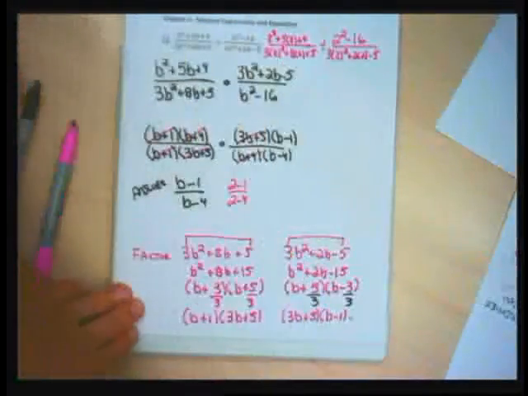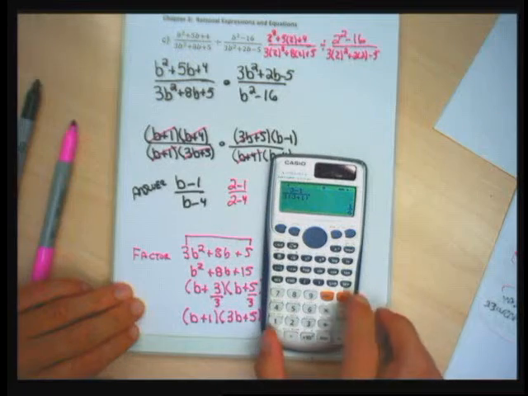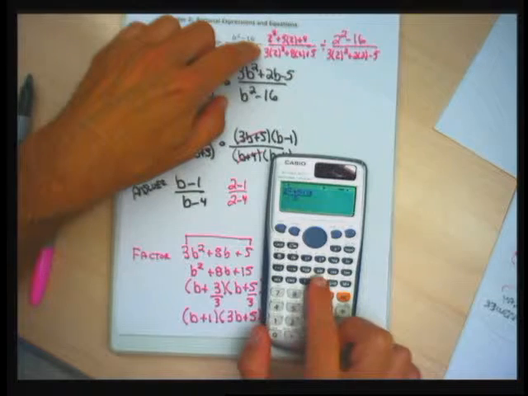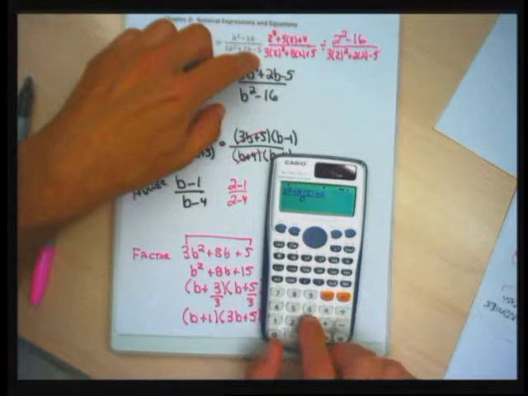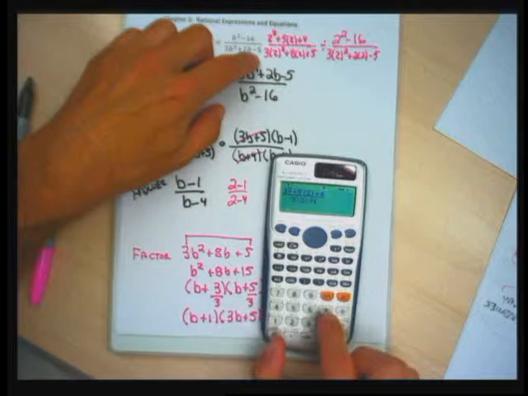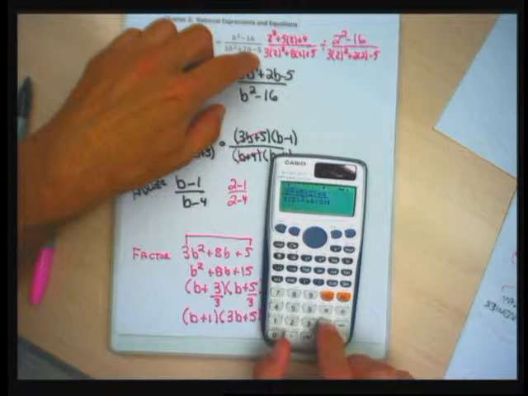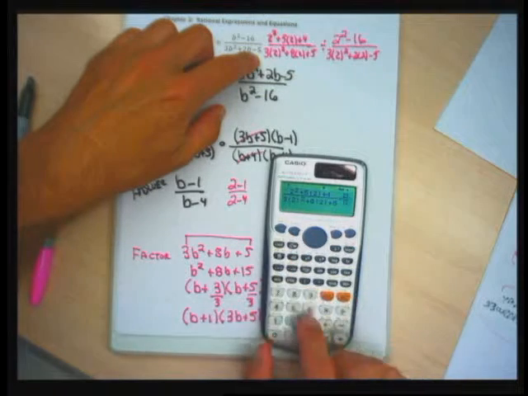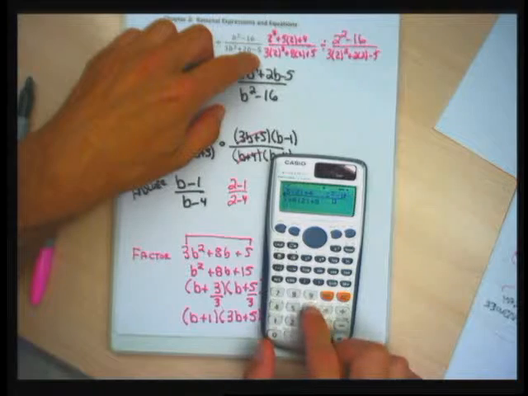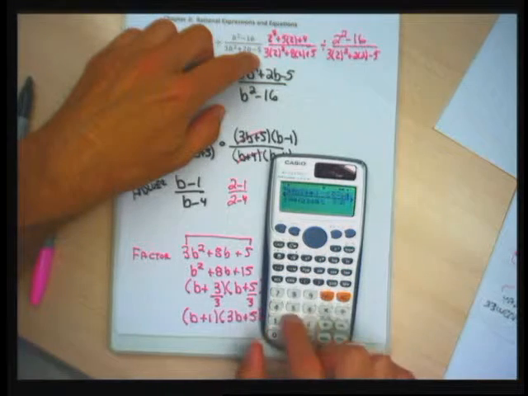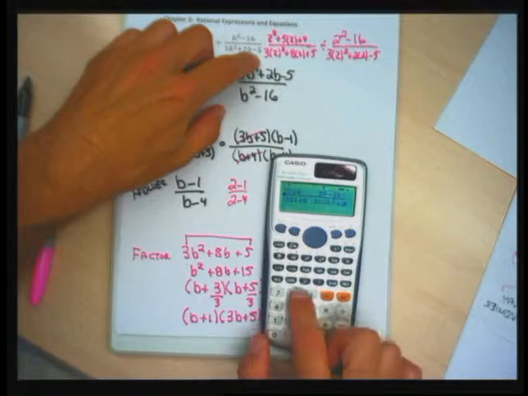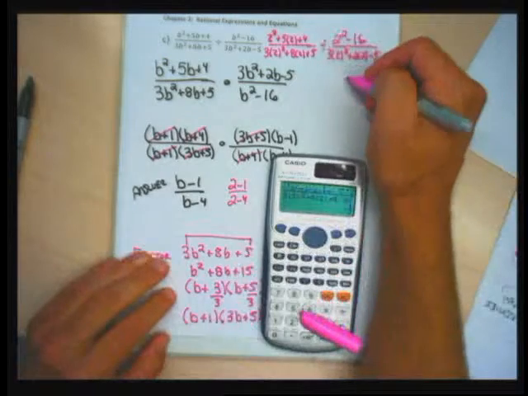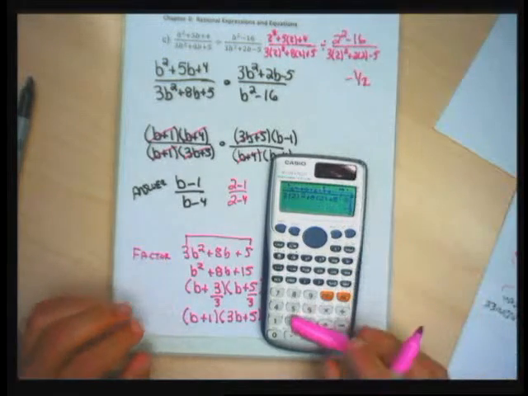So start with the messy checking. For the messy checking, I type the fraction (2 squared plus 5 times 2 plus 4) over (3 times 2 squared plus 8 times 2 plus 5), arrow out of it, divide by the fraction (2 squared minus 16) over (3 times 2 squared plus 2 times 2 minus 5). Enter. I get negative 1/2 when I plug 2 into the original problem.